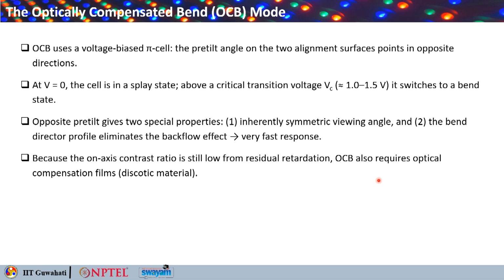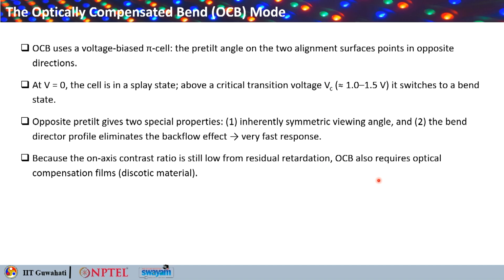And the second one is just as important as the first one: the bend director profile basically eliminates the backflow effect that slows down other LC modes. Here there is no conflict between the flow-induced torque and the director's own relaxation torque, so that gives OCB a very fast response time.